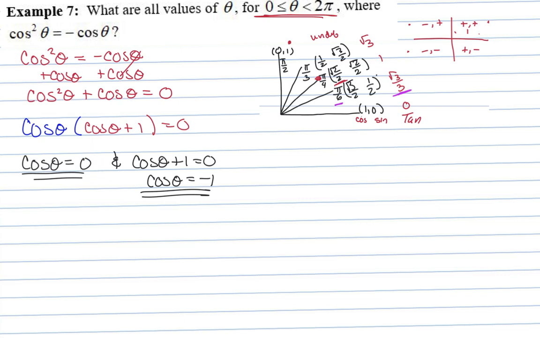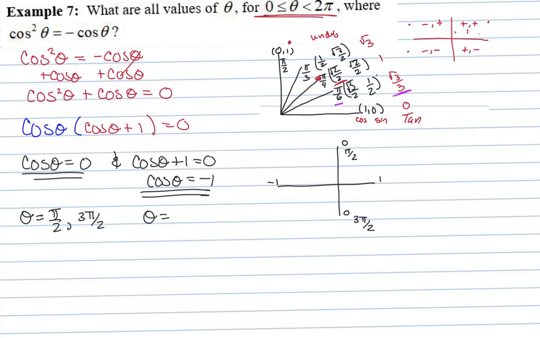Now I have to find all the places where cosine is equal to 0 and where cosine is equal to -1. And we know if you do it in your unit circle, -1 would be on the x-axis and 0 would be on the y-axis. So this is where it's 1. This is where it's -1. This is where it's 0. This is where it's 0. So that means cosine is 0 at pi over 2, which is this one right here, and 3 pi over 2.